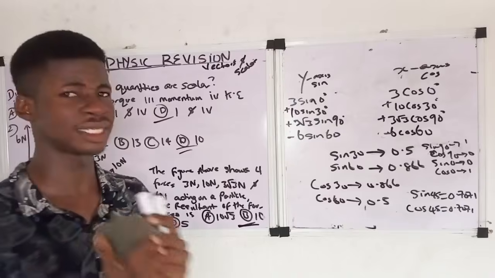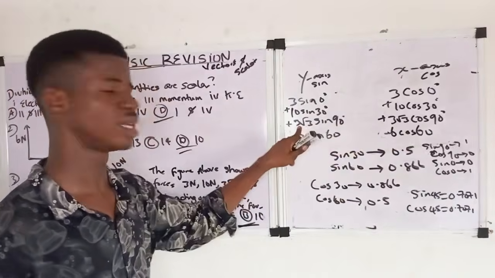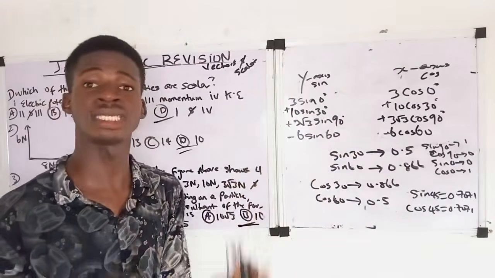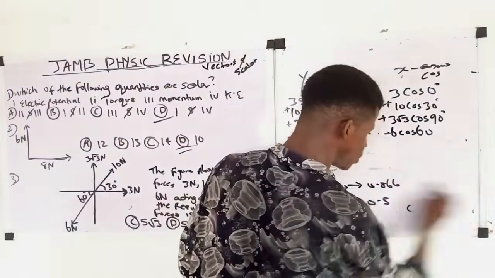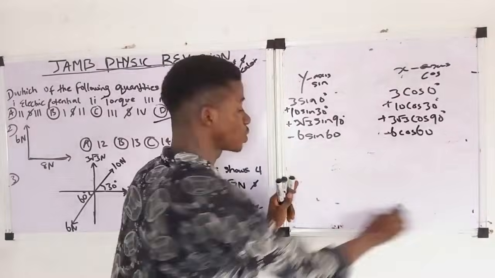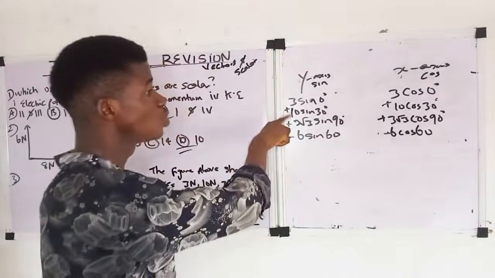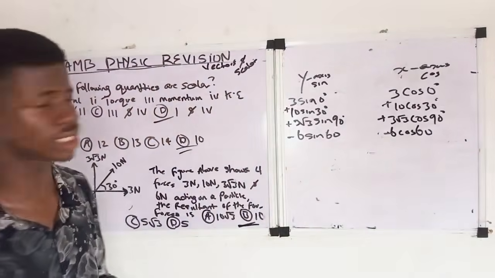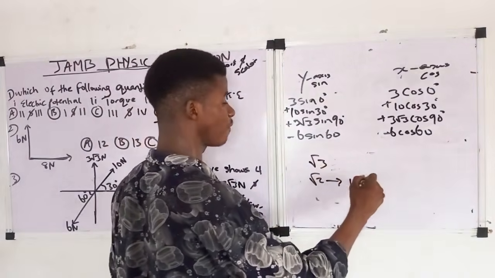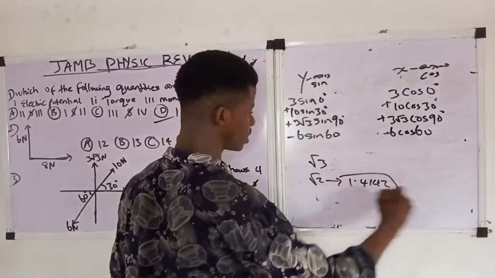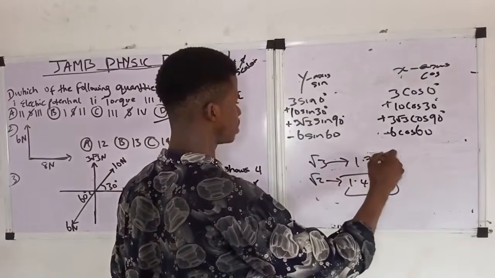Then another thing is that usually there is still root 3. Also in the calculator there is no square root. So how are you going to solve when there is no square root? If they give you a question, how are you going to do the square root? It's very easy. Just know that root 2 is 1.4142. Take note of this. Root 3 is what? 1.73.